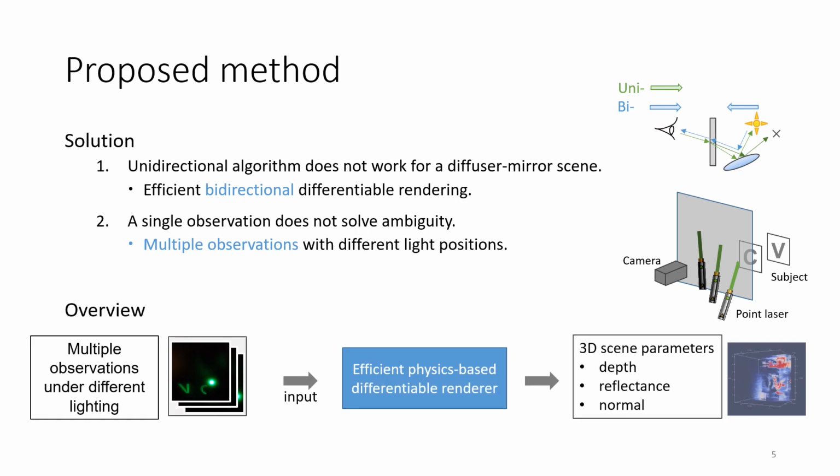In our method, multiple measurements are conducted under different lighting. These measurements are input to physically based renderers to estimate 3D scene parameters such as depth, reflectance, and normals.